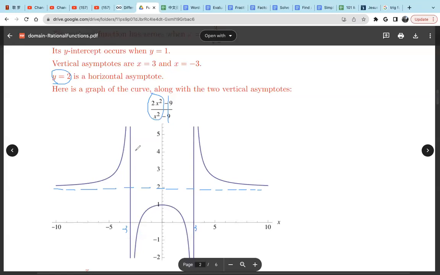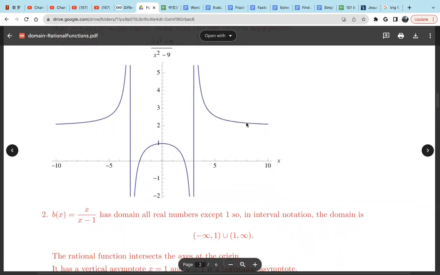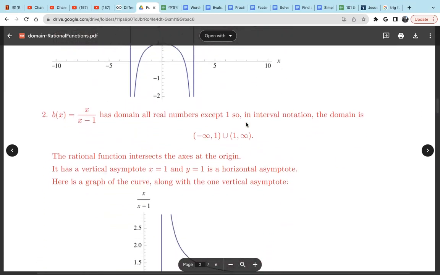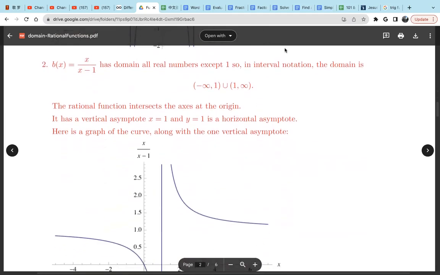Now these vertical asymptotes usually we write as a dotted line. We don't write as a solid line. So this is a graph of this rational function. Okay, this is a graph of this rational function. It has 3 pieces. That's the second question.